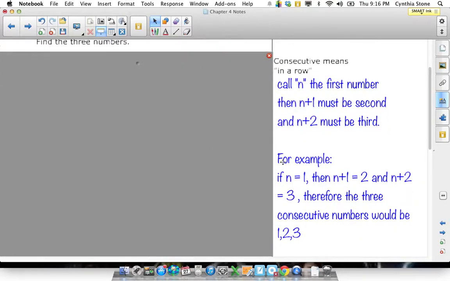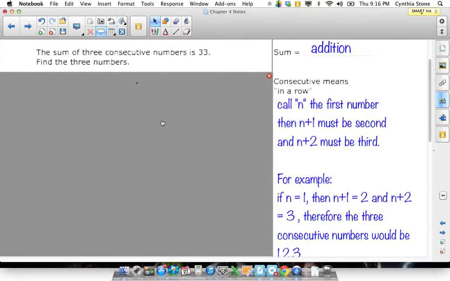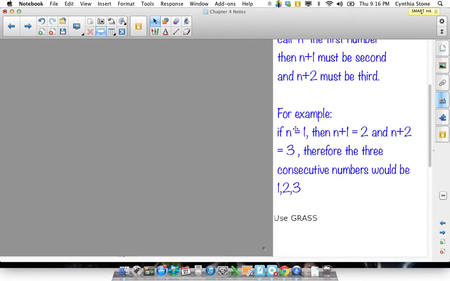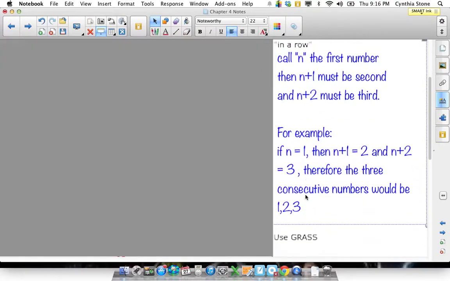And just what I mean by that is, when I say n is the first number, pretend, and it's not the case for this particular problem, but if n was 1, then the next consecutive number would be 2. And that would be 1 plus 1. And then the third number would be 1 plus 2, which is 3. So my three consecutive numbers are 1, 2, and 3. Okay, so that's in this case.